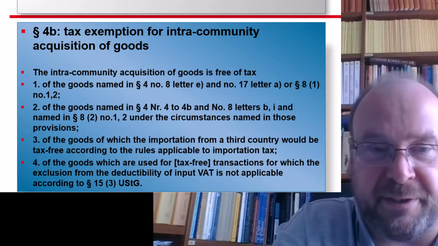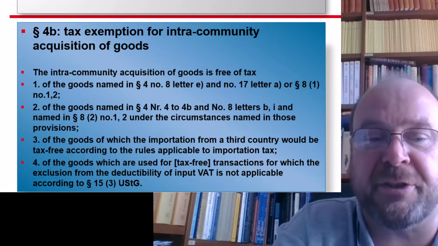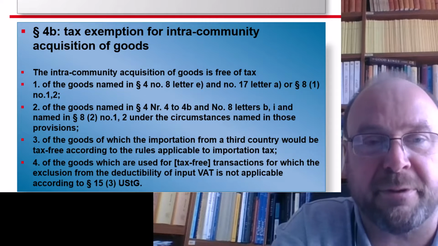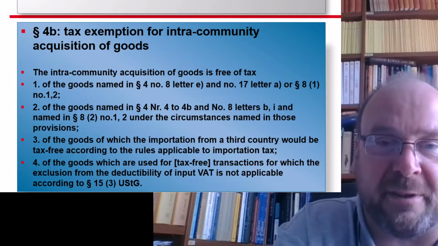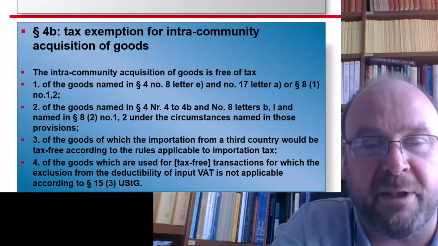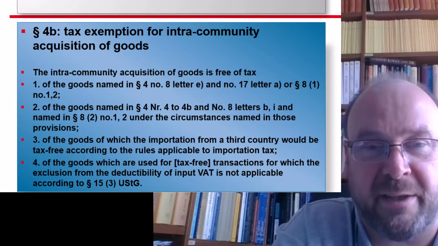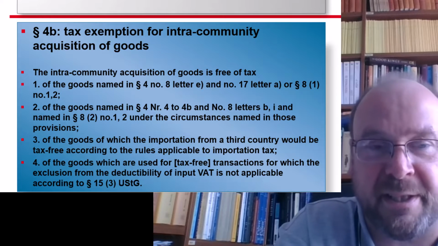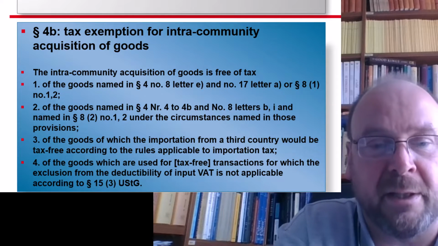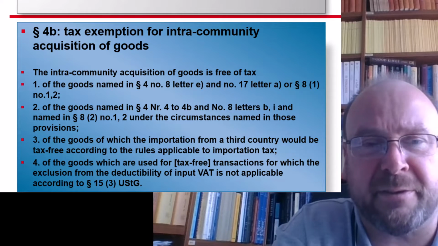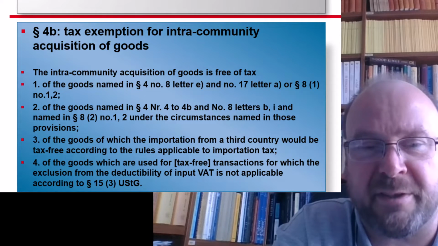Free of acquisition tax are also those goods which you can import from a third country free of tax, free of importation tax. For reasons of justice and fairness, imports from other EU states should not be treated in a stricter way than imports from, let's say, Switzerland or the USA. It's relatively rare that you find concrete cases where that applies.